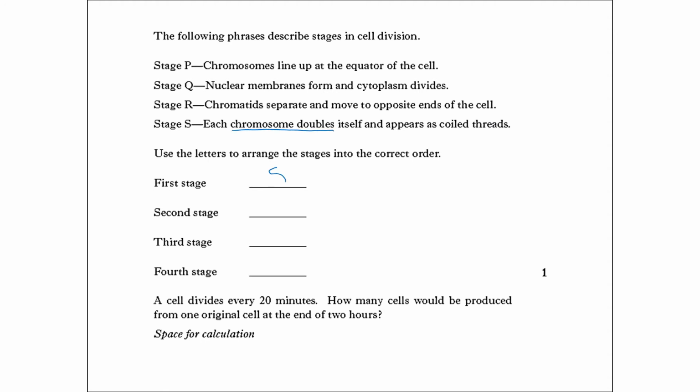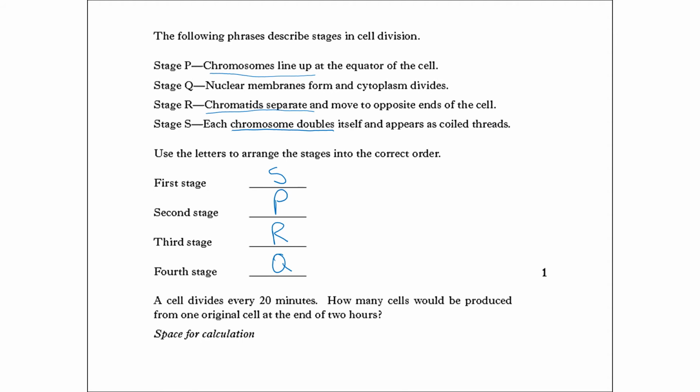So let's start with S, okay? Now what do I want? I want my nuclear membrane disappearing. There's nothing there. I want my chromosomes lining up along the equator of the cell. There we go. So P. After my chromosomes line up along the equator of the cell, I want to separate the chromatids to opposite ends of the cell. So there's your separating the chromatids to opposite ends of the cell, R. Then new nuclear membrane is going to form, and then cytoplasm divides, Q.